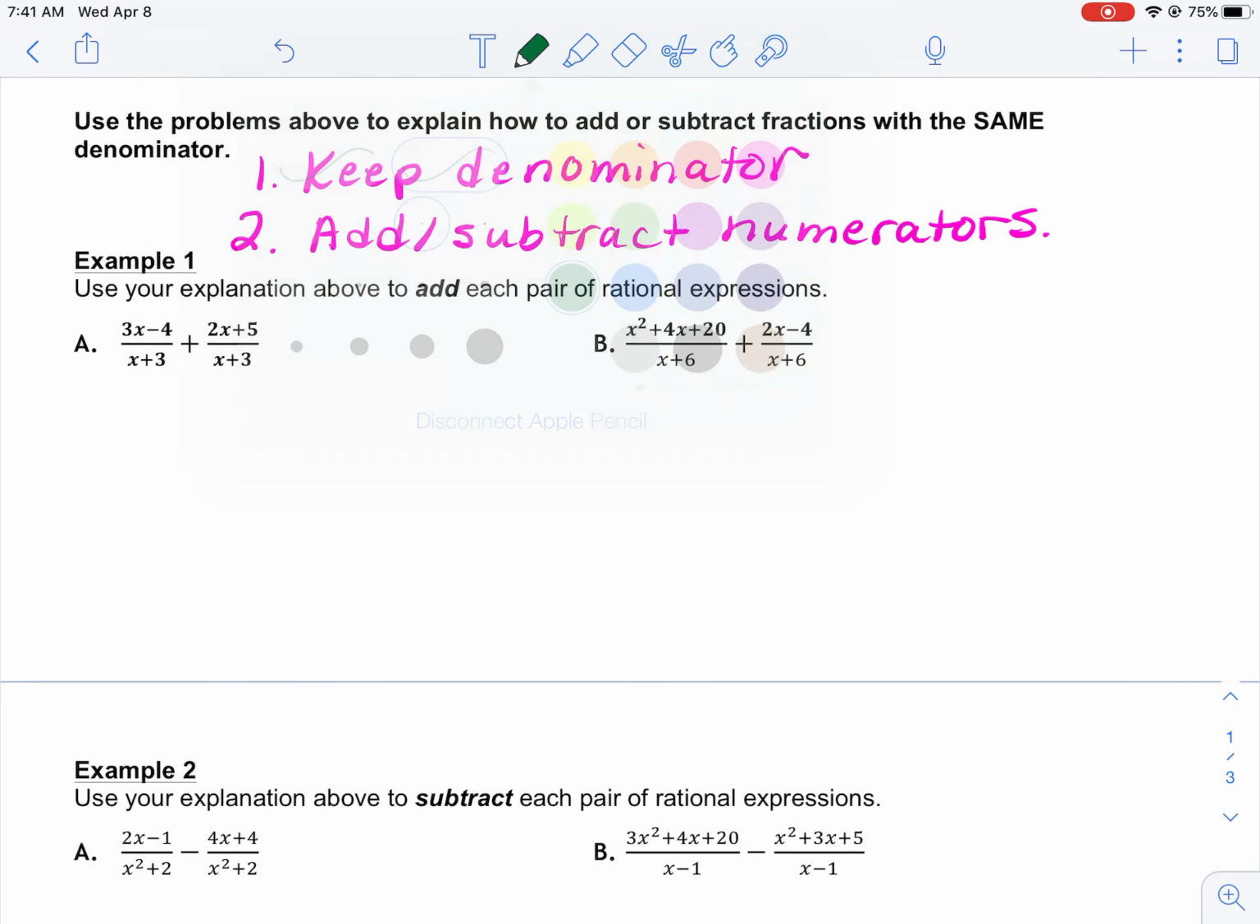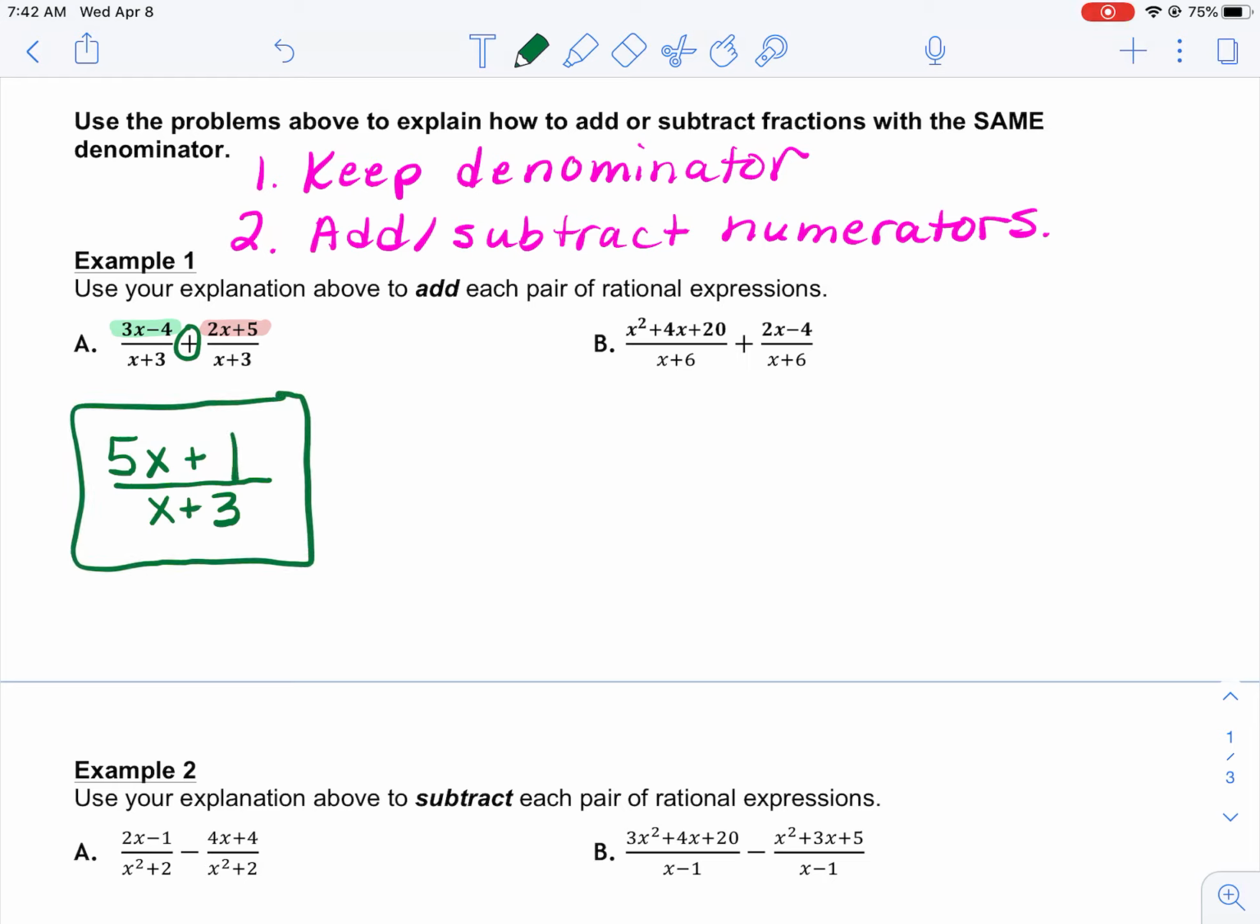Okay, so for this first problem, we already have the same denominator, so we just have to add numerators, okay? So we have a plus sign here. And so we're going to keep the denominator, x plus 3. And to add these numerators, what are we adding? We're adding 3x minus 4 to 2x plus 5. Okay, so 3x plus 2x is 5x. And then negative 4 plus 5 is positive 1. And that's it. So you're really just combining like terms on the top.